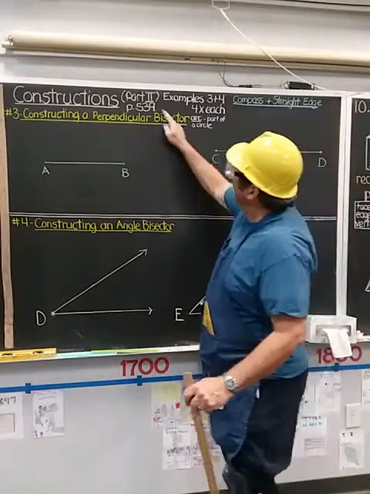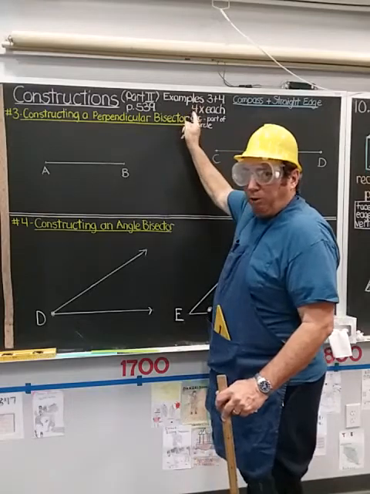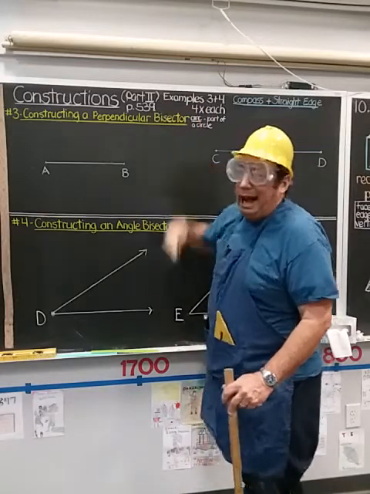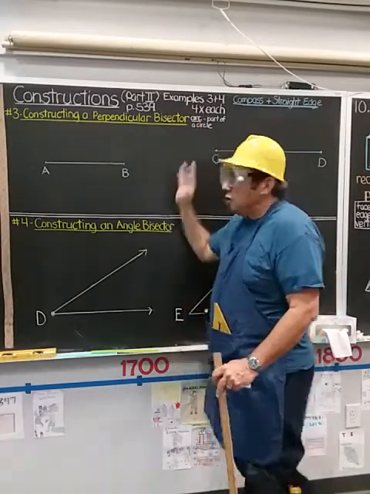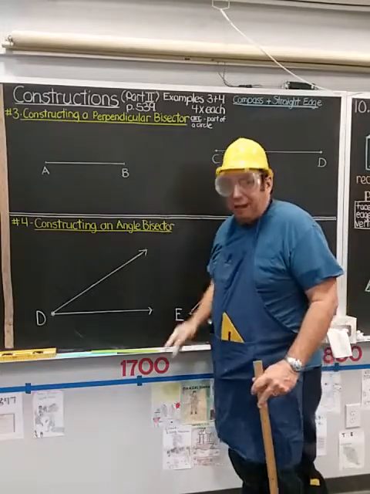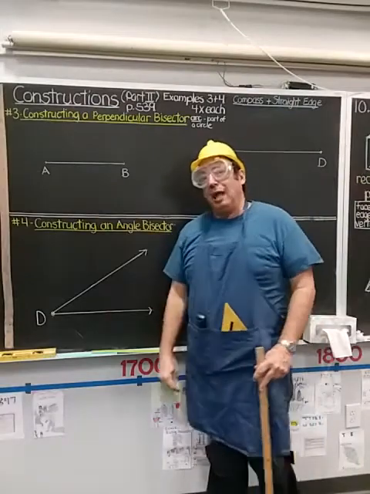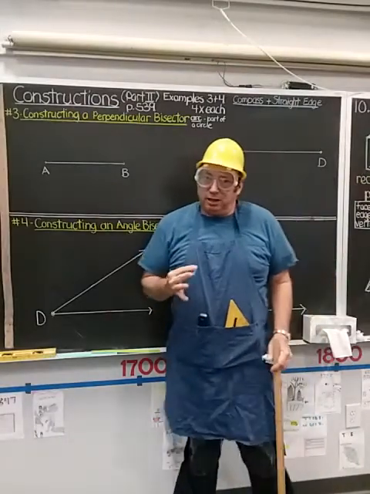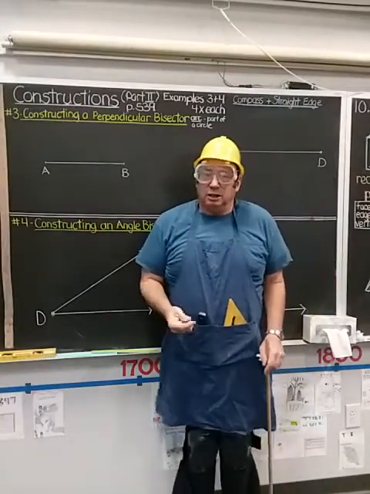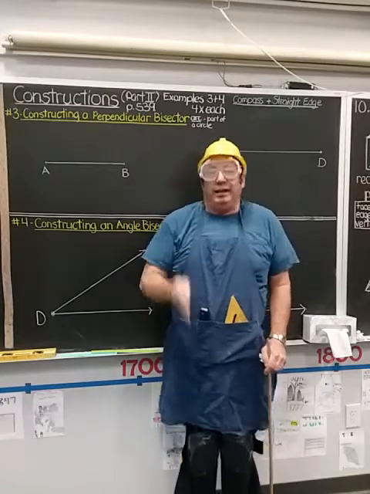All right, so by the way, these are examples 3 and 4 in your book on page 539, part 2 of constructing. And you can see the same directions I'm giving right there in your book. It's very easy. Okay, so I have segment AB. I want to bisect it with a perpendicular line. Now, to bisect it means to cut it in half. Exactly, to cut it in half.